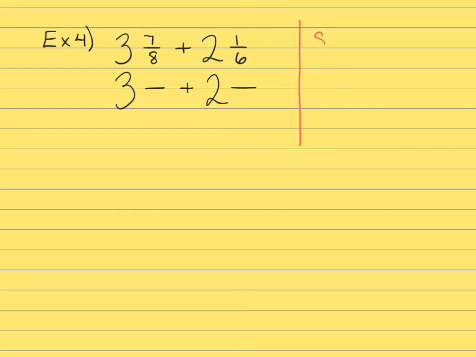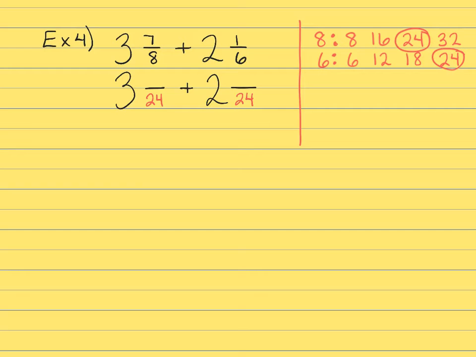I'm thinking of multiples of 8 and multiples of 6. So 8 times 1 is 8, 8 times 2 is 16, 8 times 3 is 24, 8 times 4 is 32. So multiples of 6, 6 times 1 is 6, 6 times 2 is 12, 6 times 3 is 18, 6 times 4 is 24. You'll notice they both have a multiple of 24. So I'm going to use that as my common denominator.